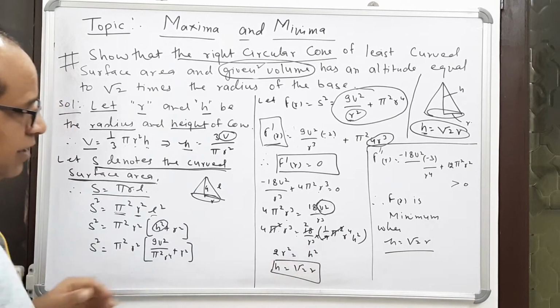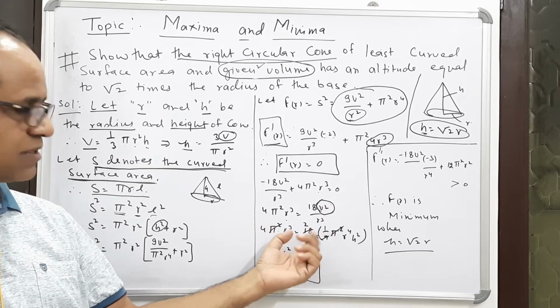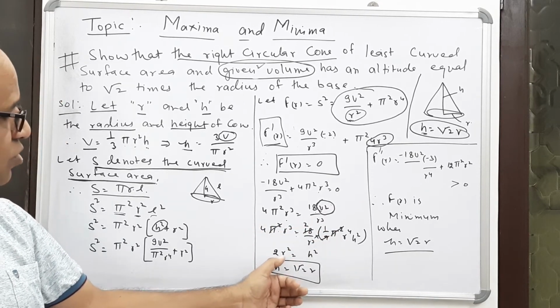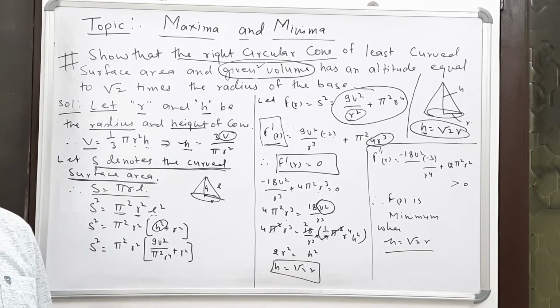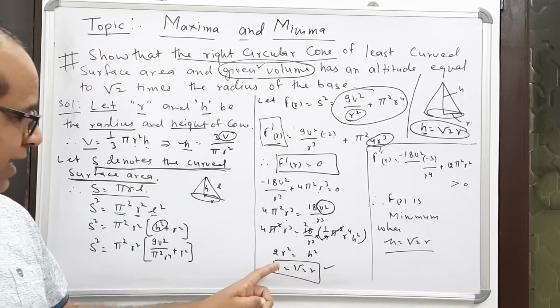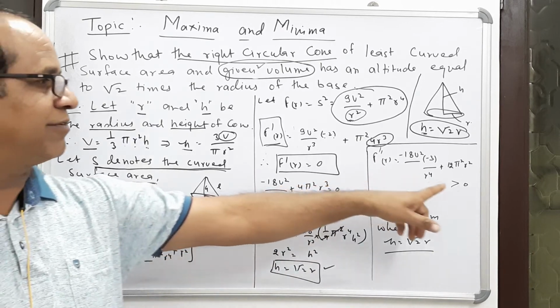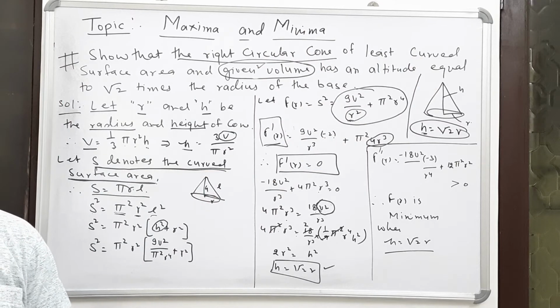So if you simplify this part, at the 12th class level it is not required, but still I have explained it. If you simplify this, it is 2r square equals h square, so h equals root 2 r. Now we have to prove that when h equals root 2 r, the second derivative is greater than 0. Then only it will be minimum, as we have studied in the concept of maxima and minima.